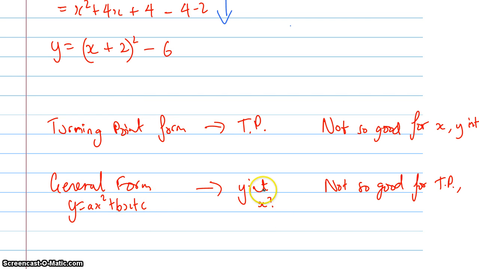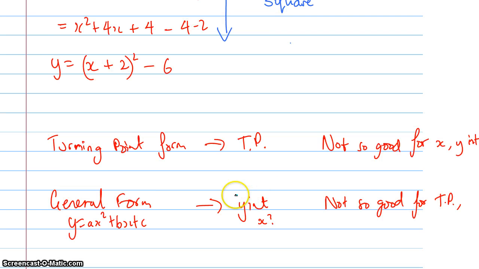For the general form, y equals ax squared plus bx plus c, I feel like the real advantage for that one is the y-intercept, because you can see it straight away, and possibly the x-intercepts, because you can find them fairly easily using the cross method most of the time. It's not so good for the turning point, this format here. So depending on what you want to do, you might want to use that particular form.